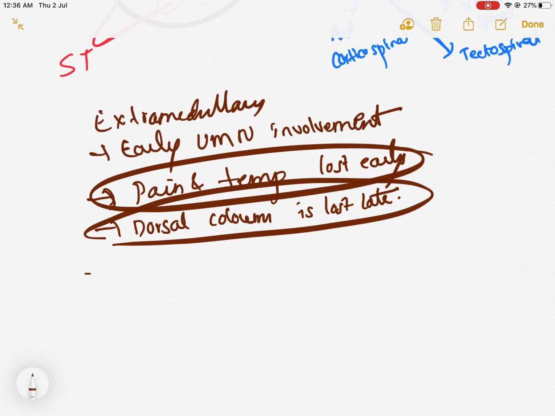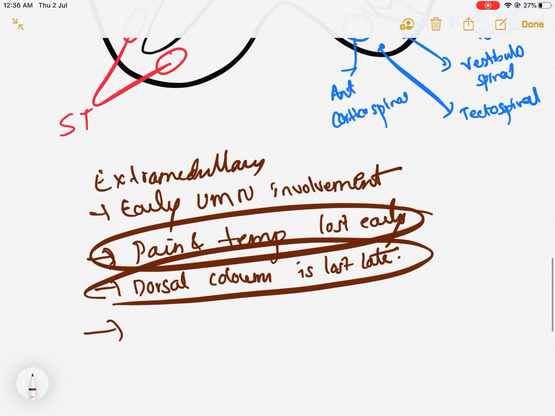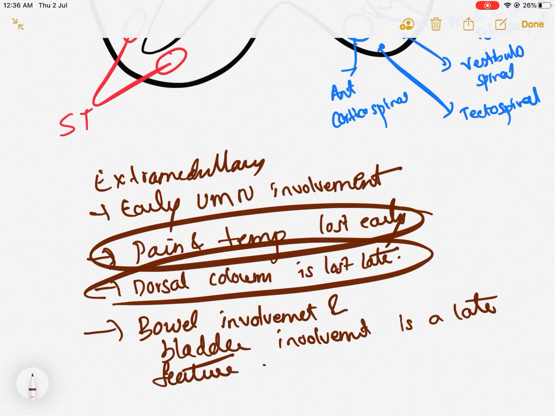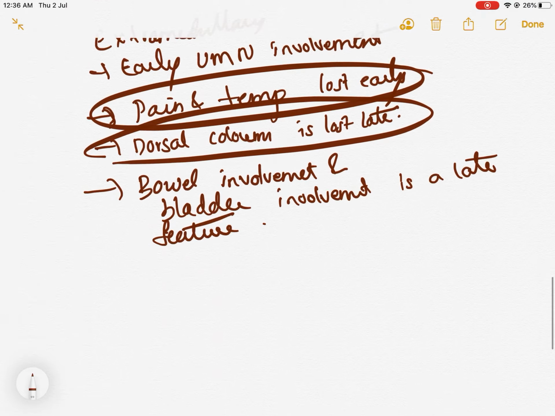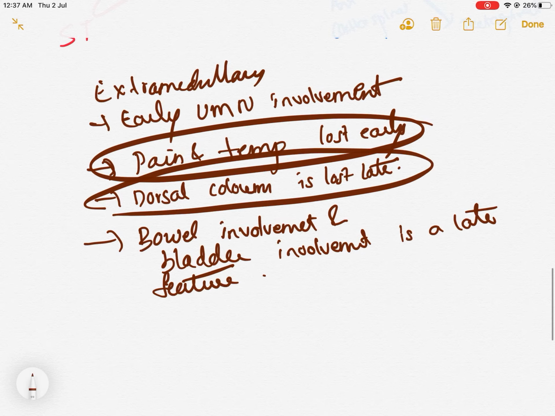There is no dissociated anesthesia. Now if you see, bowel bladder involvement is a late feature. Okay, bowel bladder involvement is a late feature. So now it is predominantly UMN, but in late stages you will get LMN signs.